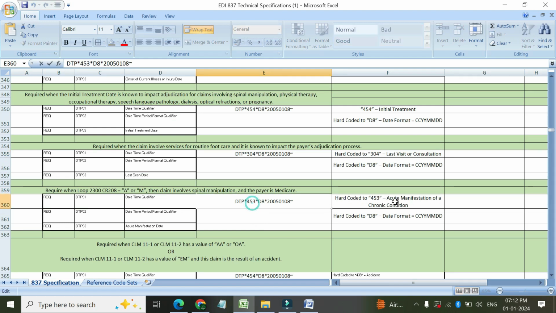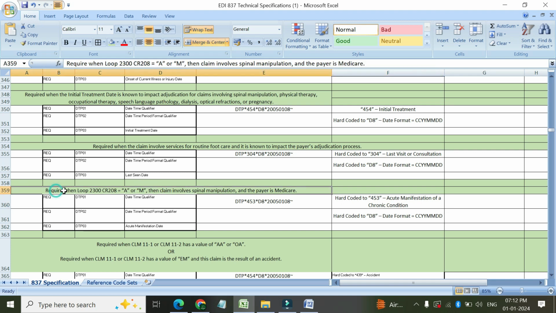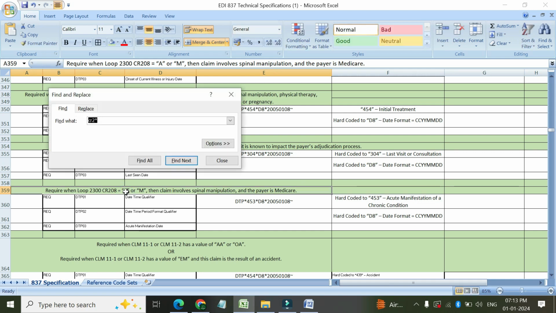DTP qualifier 453 is for acute manifestation of a chronic condition. It is required when loop 2300 CR208 is A or M. A means acute condition and M means manifestation of a chronic condition. CR2 is a different segment altogether, and we'll look at it later, but this is a situational rule for this to output. It's only required when loop 2300 segment CR2 element 08 has A or M in it. Let's actually have a look at it right now.